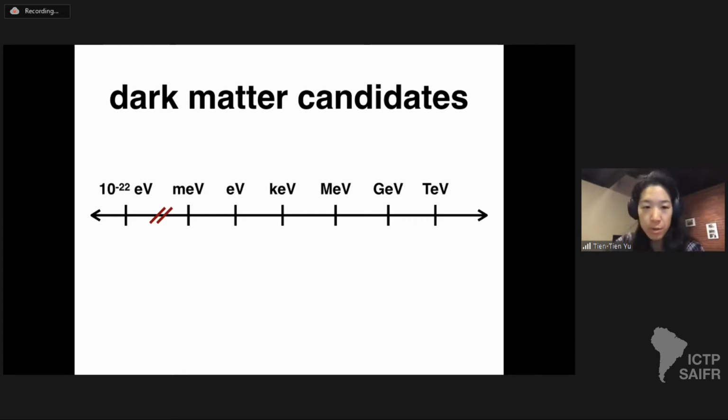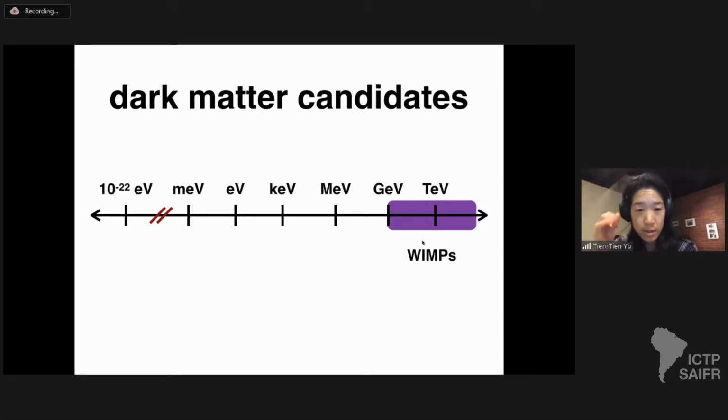So to set the stage, I want to define what I mean by sub-GeV dark matter. So here's a plot that many of us have seen before, which is the masses that a potential particle dark matter candidate can have, which spans a huge range from 10 to the minus 22 eV at the low end to hundreds of TeV on the high end. And so classically, a lot of energy in our community has been spent in this upper end, in the GeV to TeV range, which is where WIMP candidates live. And so a lot of experimental and theoretical work over the past several decades has been focused here.